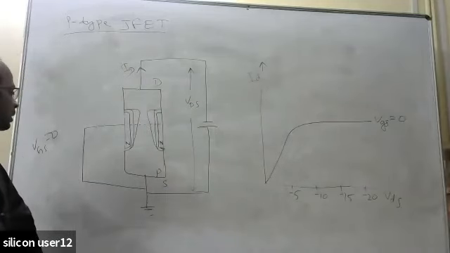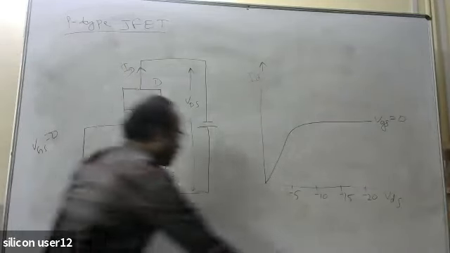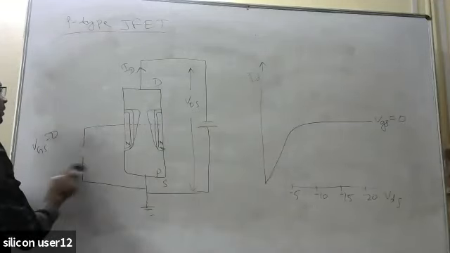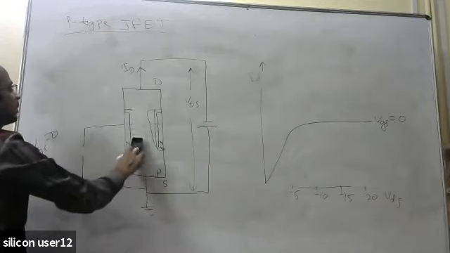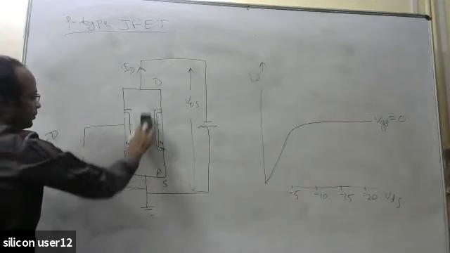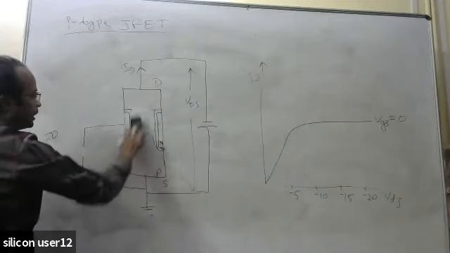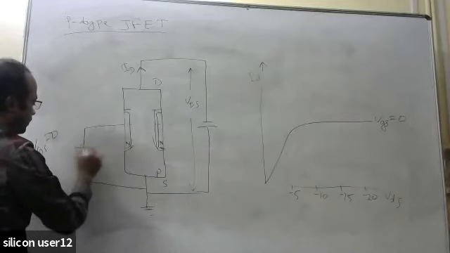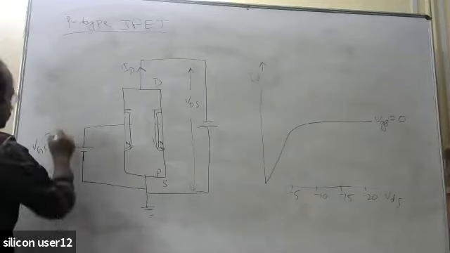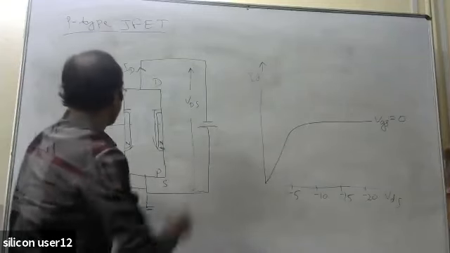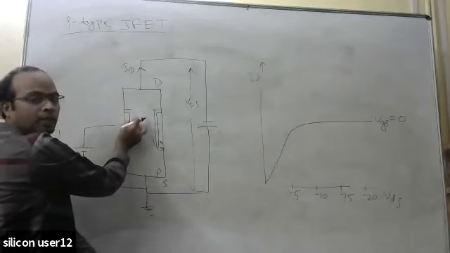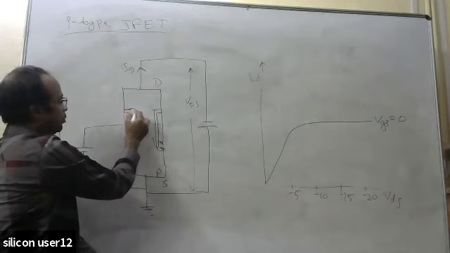Now let us say that instead of applying VGS equal to 0, I will apply a voltage here. Tell me whether I should apply a negative voltage or a positive voltage to make this PN junction reverse biased. Positive voltage. So let us say VGS equal to 1 volt. When I apply 1 volt, initially the thickness of this depletion region will be more, it will be thicker.